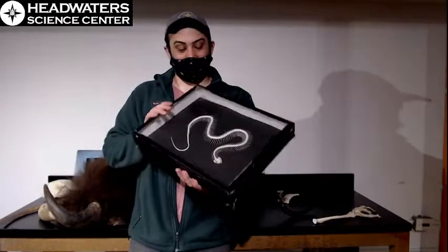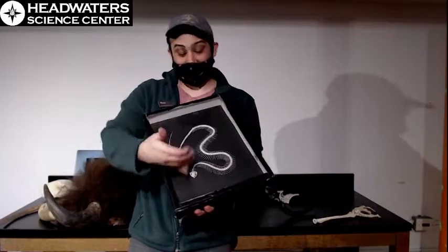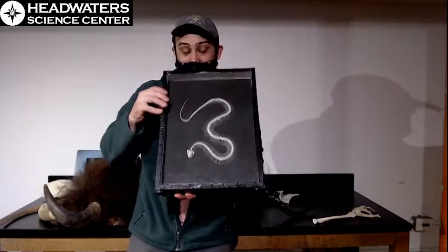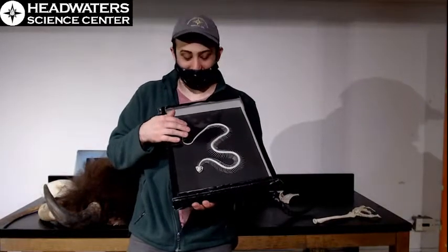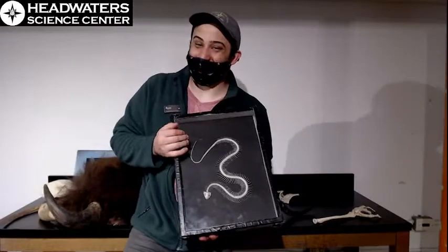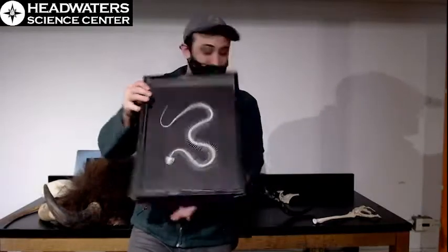And we're not going to be able to get a good angle into this mount on it, but it is actually visible on this mount. And so this is something that is in Critter Corner. So if you come and visit the Headwaters Science Center, go over in Critter Corner to see the snake skeleton, and you can get a closer look at this.